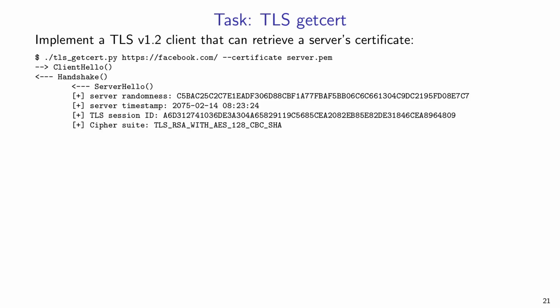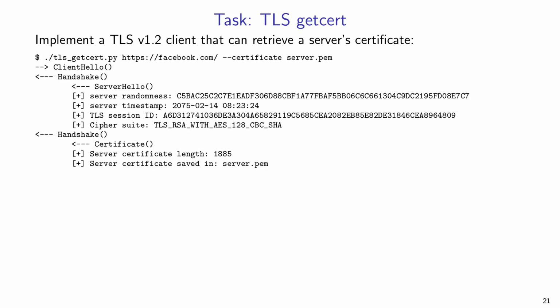The tool should parse the ServerHello message, print the randomness, decoding the timestamp, print the session ID, and the cipher suite selected by the server. Then the server will send another handshake message, which contains the server certificate. The tool will print out the certificate length, encode the certificate to PEM, and write it in the file.